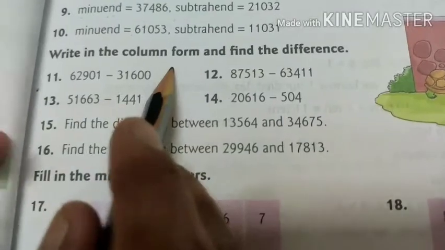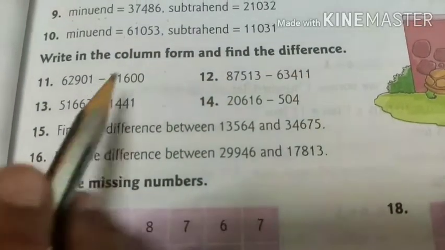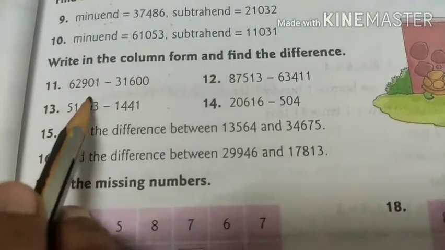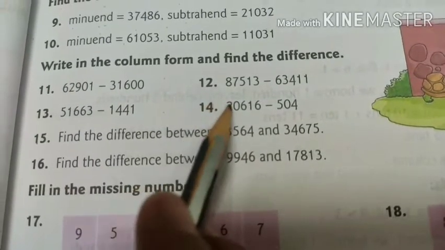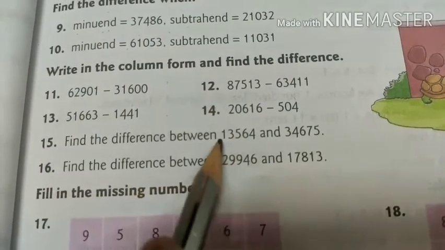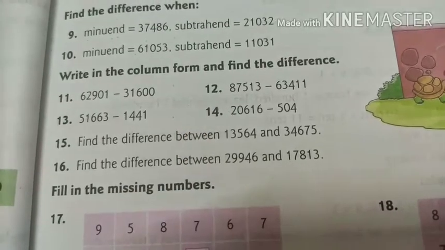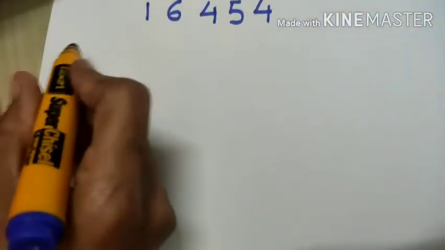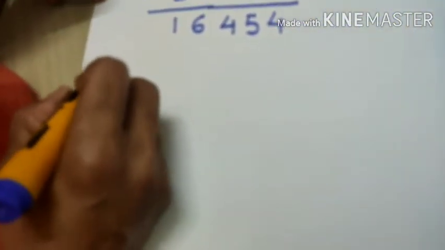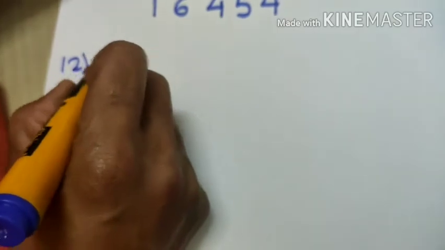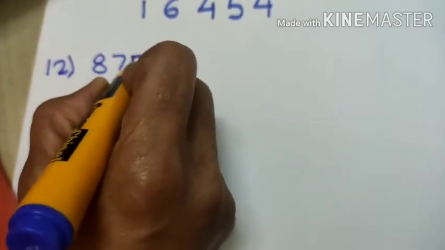Write in the column form and find the difference. Here some numbers are arranged in a sleeping way. You have to arrange them in column form and then you have to subtract. So I am showing you one example, that is the 12th example. See here how to arrange that number. First I am showing you the sleeping way, what is given here in the textbook.